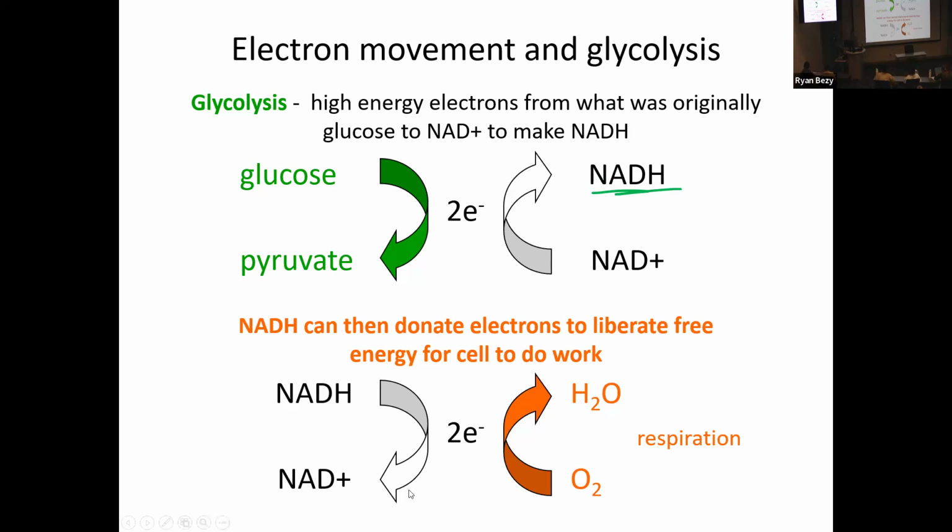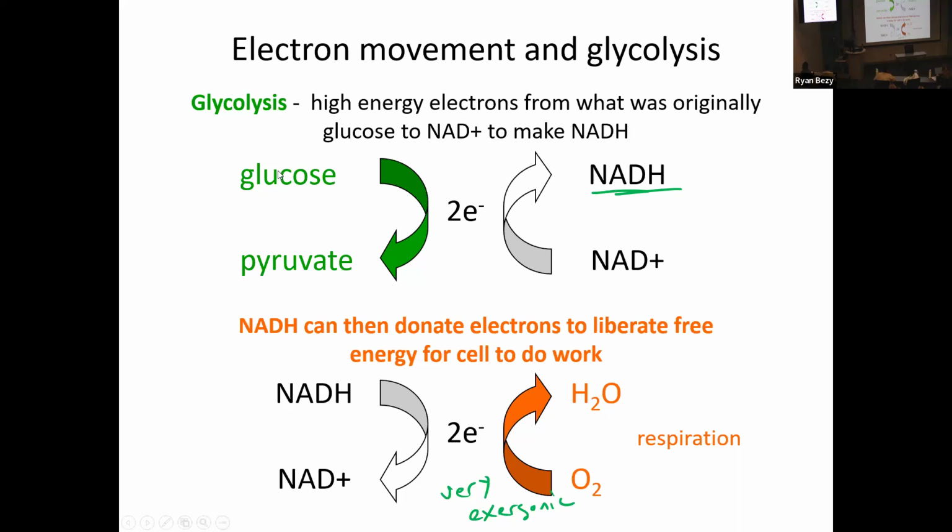NADH at some later time point can donate those electrons to something else in the cell. For instance, those electrons get transferred over to oxygen gas, and we're going to talk about that when we talk about respiration. That converts the oxygen gas into water. That is a very exergonic reaction. It gives off a lot of free energy the cell can use to do work. We'll talk about that more as we go. But these are just examples of redox reactions.